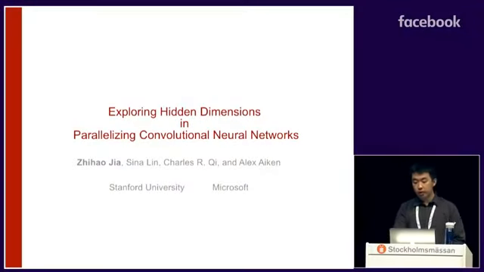So our first speaker is Jia, who will be speaking about his work on exploring hidden dimensions and parallelizing convolutional neural networks. Thanks for the introduction. Hi guys, I'm Zhihao. So today I'm going to talk about our work on optimizing parallelization for convolutional neural networks.